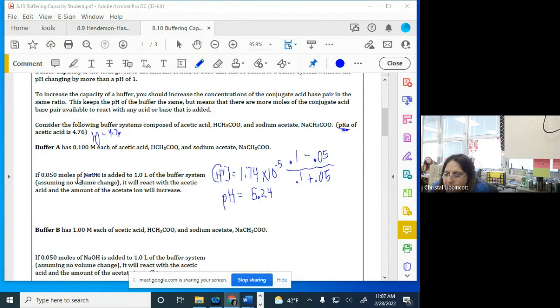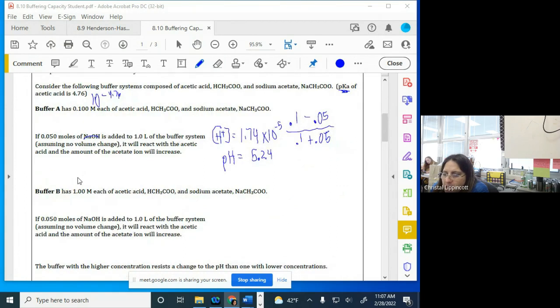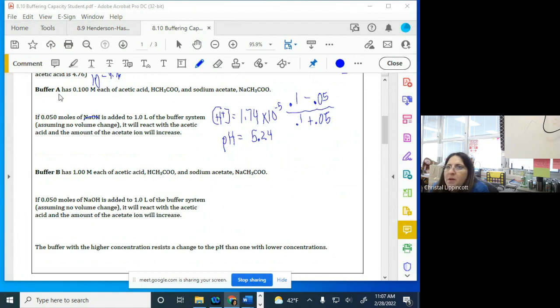So buffer B is going to work similarly. See if you can figure out what the answer is going to be for buffer B. It's going to work similar to the previous one with a little bit of a twist. Is it a hard twist? No, it's just this time instead of adding.